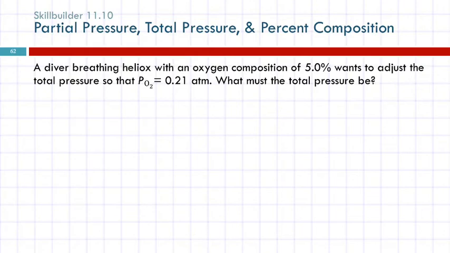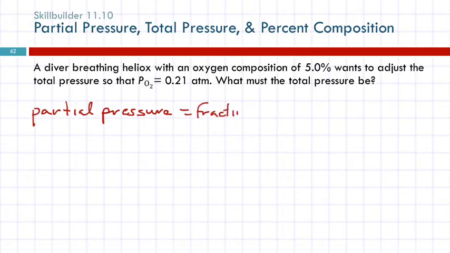So we could do problems like this. A diver breathing heliox with an oxygen composition of 5% wants to adjust the total pressure so that his partial pressure of oxygen is 0.21 atmospheres, the ideal pressure. What would the total pressure have to be? Well, our equation earlier, which I really don't like because it just gives words, but I'll write them out. The partial pressure we said was equal to the fractional composition times the total pressure.